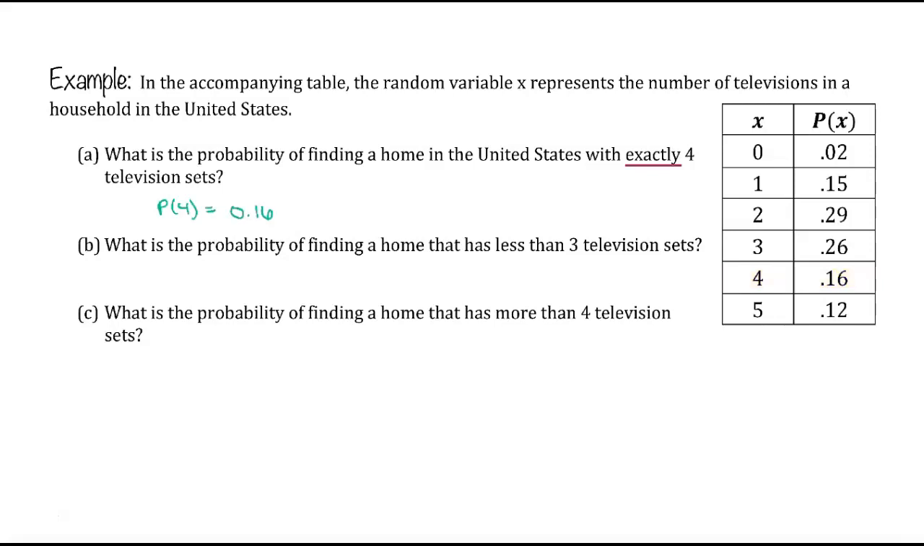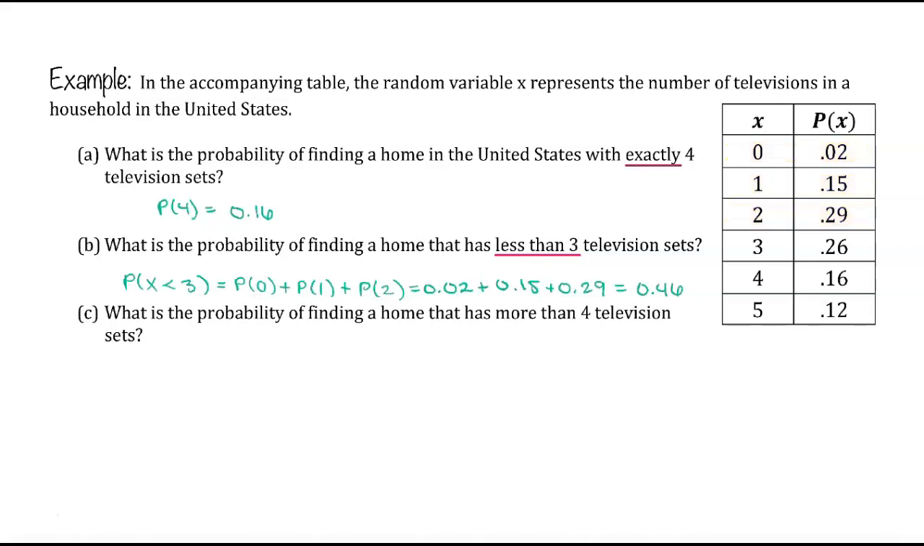Now let's calculate the probability of finding a home that has less than 3 television sets. Notice the language less than 3. That means we want to include the options of having 0, 1, or 2 television sets. The probability of X being less than 3 is equal to the probability of 0 plus the probability of 1 plus the probability of 2. And looking at our probability distribution, we find that this is 0.02 plus 0.15 plus 0.29 for a sum total of 0.46. So there's a 46% chance that a randomly selected home would have 0, 1, or 2 television sets.